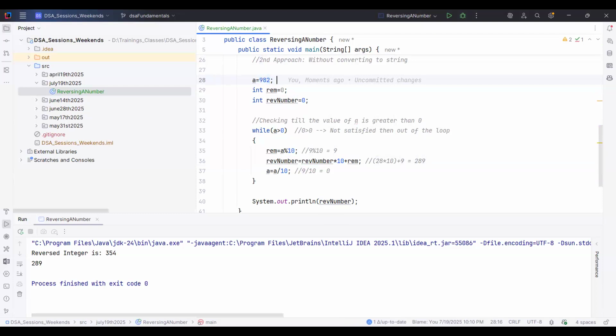when I take the value, what should be the output? 289. So the last digit should be at the first position, the second digit should be at the second position, and the first digit should be at the third position. When I say rev into 10, it will multiply the values and help us rearrange the order of the execution. Clear? Now, if I don't use into 10, what will happen? It will simply calculate the sum of the digits.